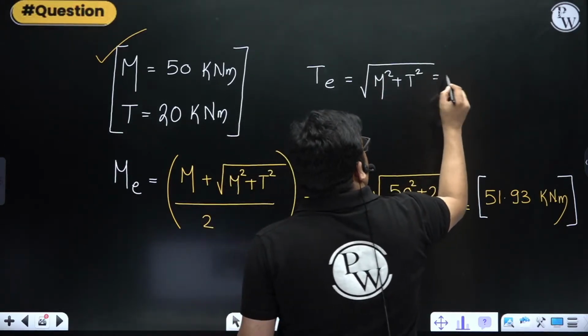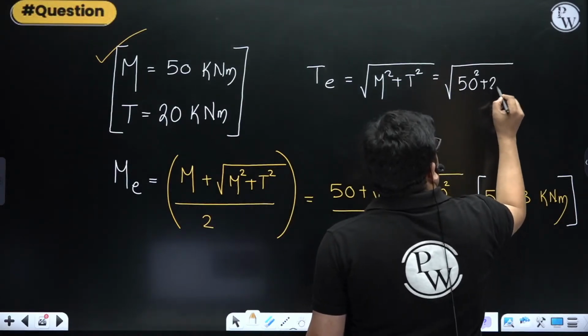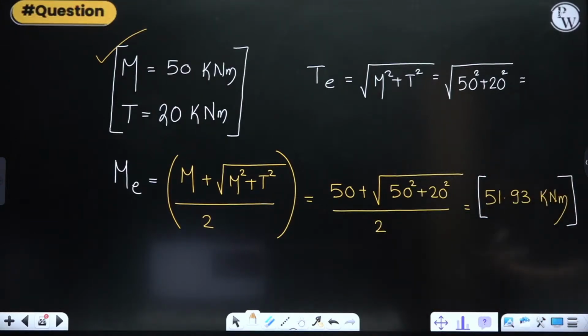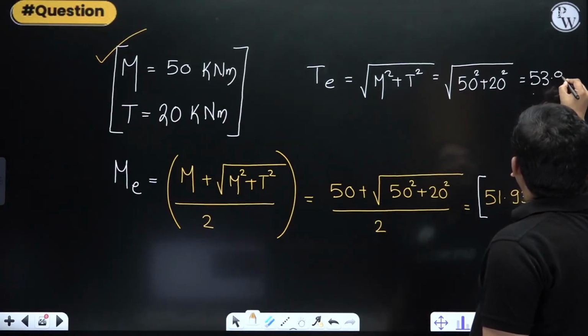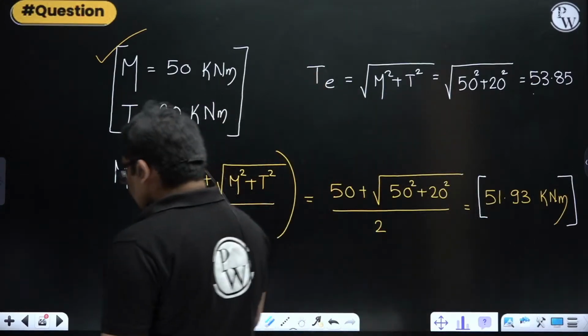That is equal to how much? Root under 50 square plus 20 square. That is 53.85. Yes. So this equivalent thing they can ask you, very easy thing, and they can ask you.